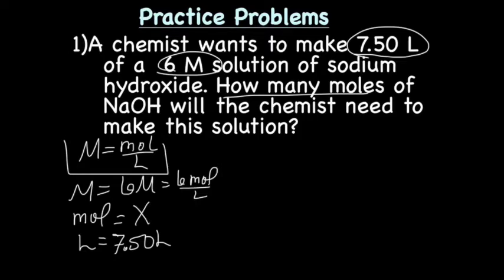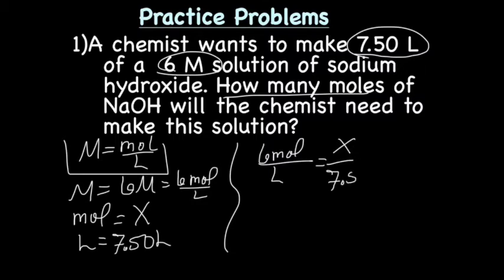Now we just take that information and plug it into our formula. So we're going to have capital M, which is 6 mole per liter, equals mole over liter, X over 7.50 liter. Now, to solve a problem where you have two fractions with an equal sign in between, we cross multiply, right? So we're going to multiply those.